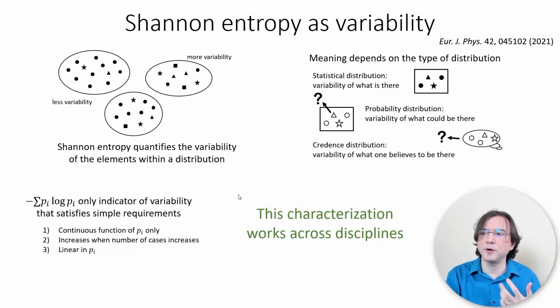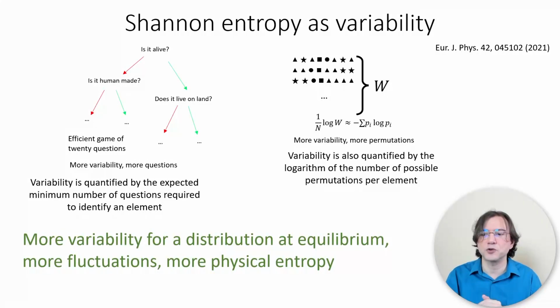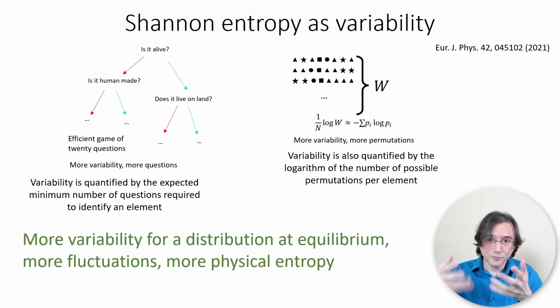And what is important to us, which again starts to tease out subtle things, is that this indicator works in different types of cases. You could have a statistical distribution, a probability distribution, or a credence distribution. You can apply this same tool and it would give you a variability of what is there, a variability of what could be there, or a variability of what one believes could be there. I have a set of videos for this. They go into a lot more detail, and we also have different ways to reconstruct the actual formula and to characterize it better. You can look at the videos and the paper. I'm not going to go through this right now.